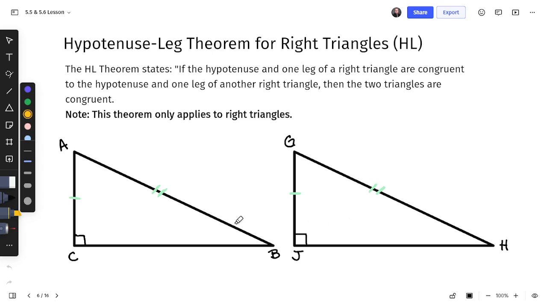So in the case of these 2 triangles in the diagram here, we know that angle C is a right angle, and we know that angle J is a right angle, and we know that one of the legs and the hypotenuses of both of the triangles are congruent, which means we can say, based on the HL theorem, that triangle ABC is congruent to triangle GHJ.